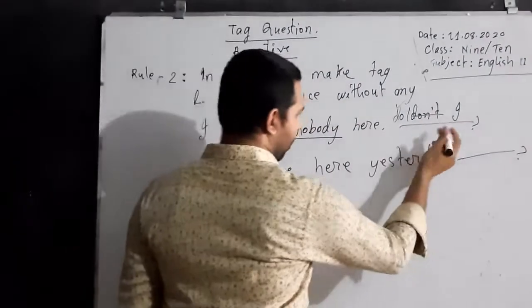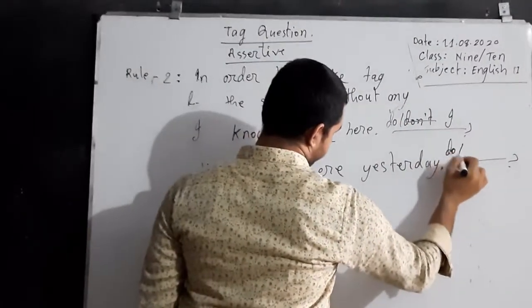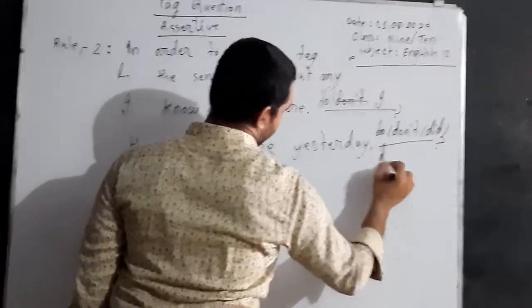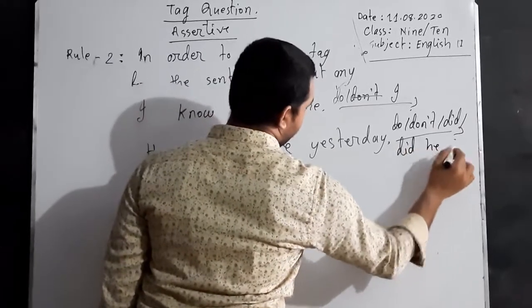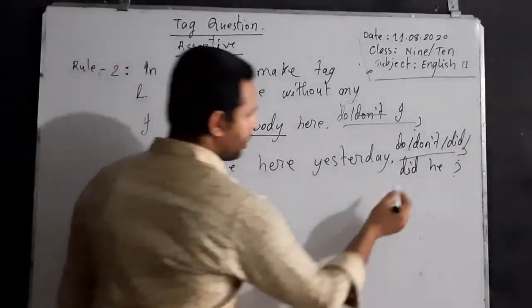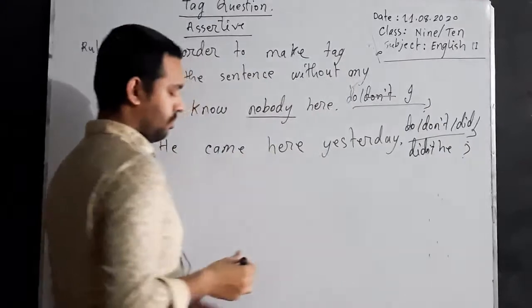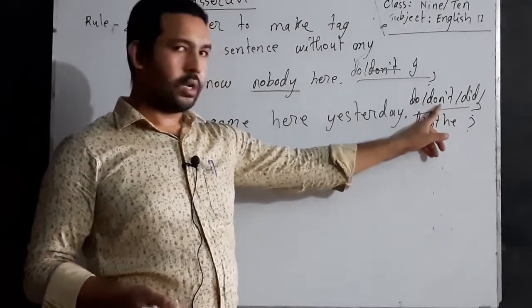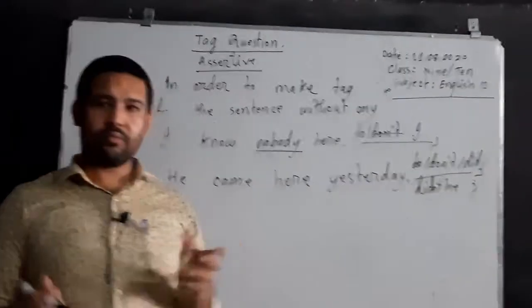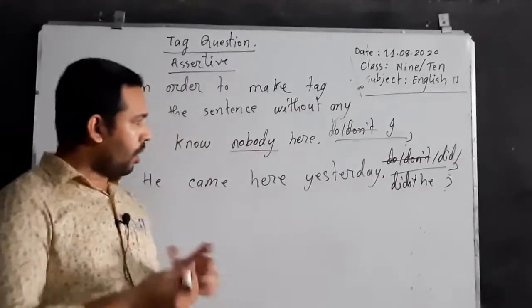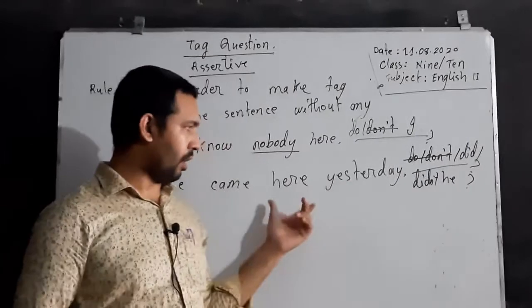But what should we do? What should I bring? Do, don't, did, didn't, he. What should I use here? Do he, don't he, did he, or didn't he? Do and don't cannot be used here because this is a past tense. Do and don't are used only for present tense. So we can cross them out. We can use did or didn't here because this is a past form.